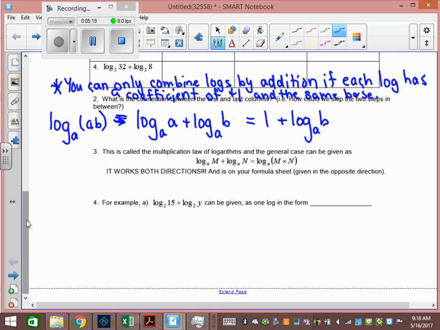So this one here is log base 2 of 15 plus log base 2 of y. They both have plus 1s in front of the logs. So it's going to be log base 2 of 15y, because it'd be 15 times y, which is 15y. Okay?